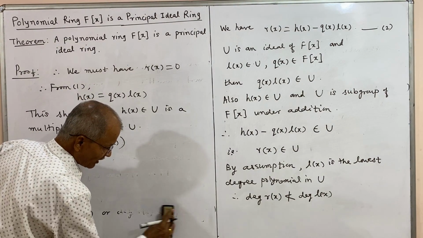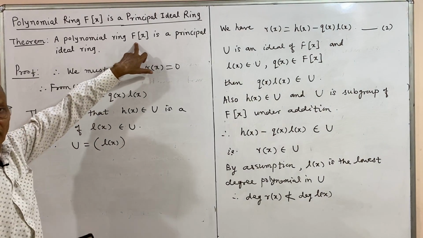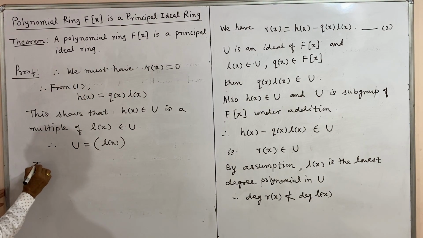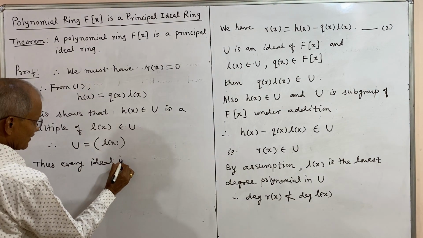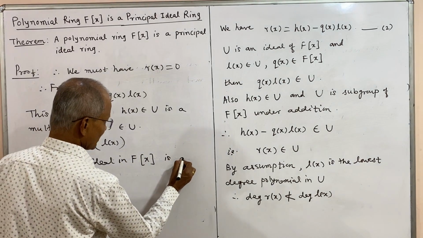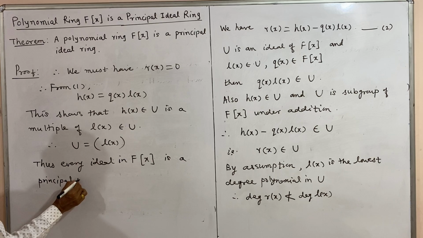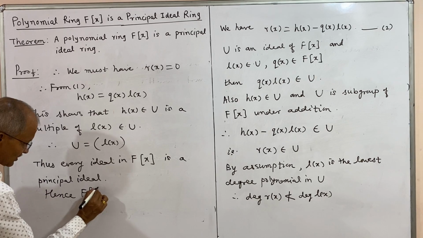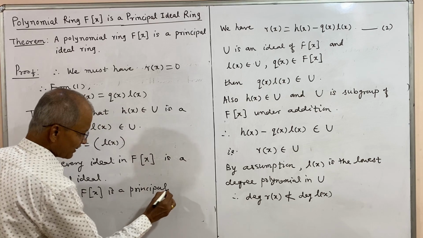This shows that U is a principal ideal, and therefore the ring f of x becomes a principal ideal ring. Thus every ideal in f of x is a principal ideal. Hence f of x is a principal ideal ring or principal ideal domain.